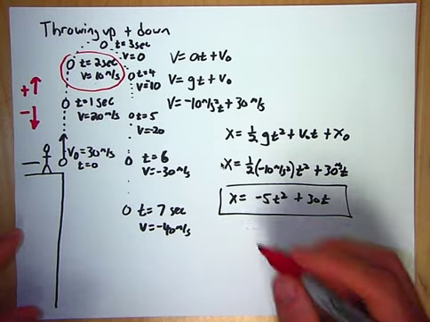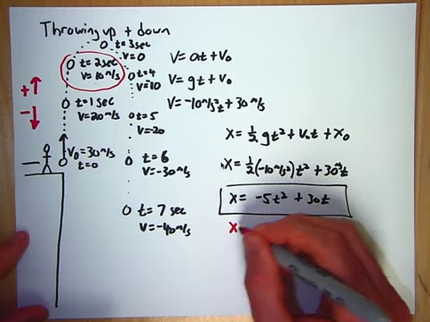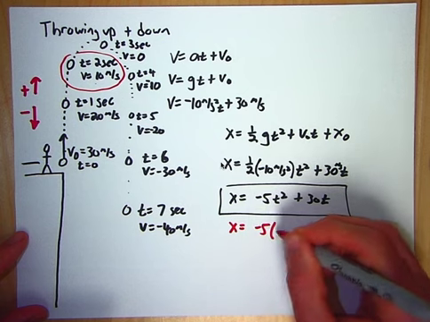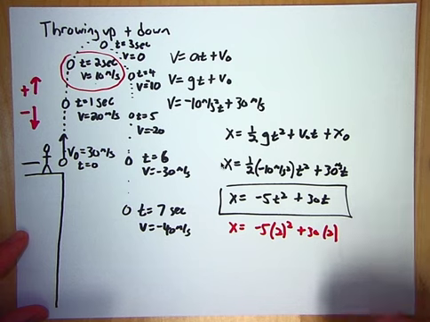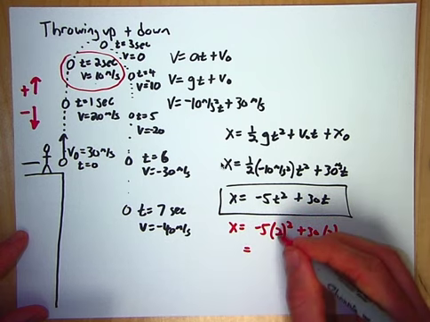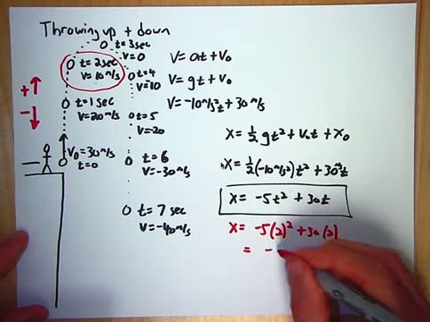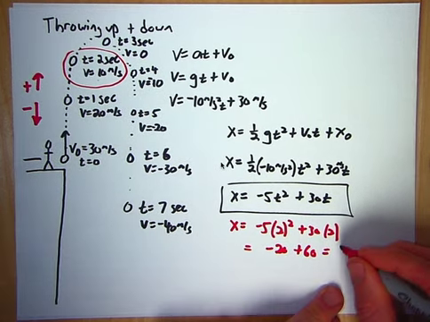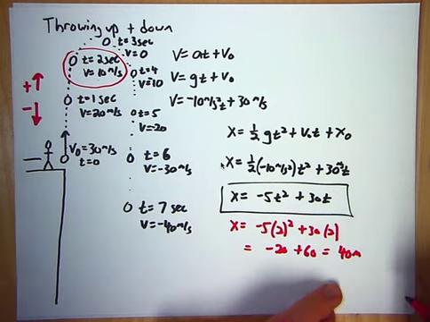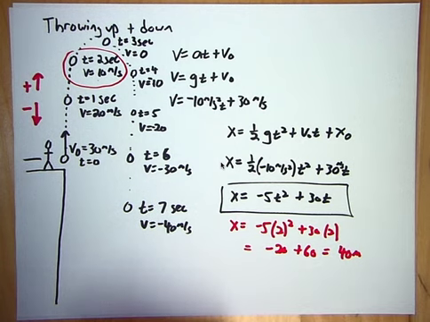All right, so let's plug in time equals 2. x equals negative 5 times 2 squared plus 30 times 2. 2 squared is 4, 4 times 5, negative 20, plus 60. That's going to give us 40 meters. So we know it's 40 meters at that point. Let's do another one that's interesting.